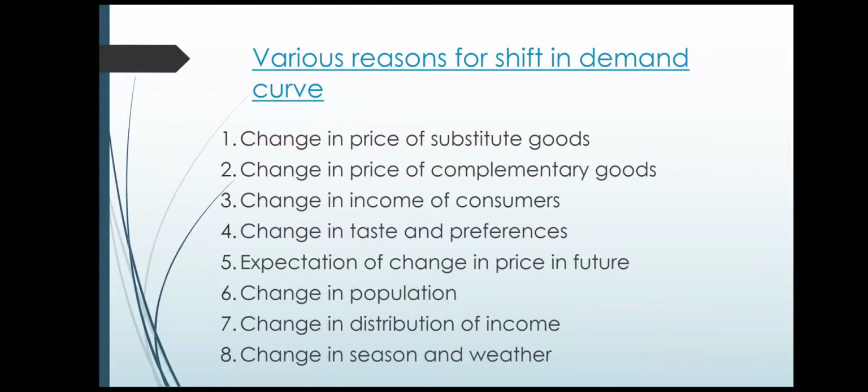Next is change in distribution of income. If money is concentrated in few people in the economy, then the demand for the product will not be much. But if there is an equitable distribution of money in the economy, the demand for the product will rise.